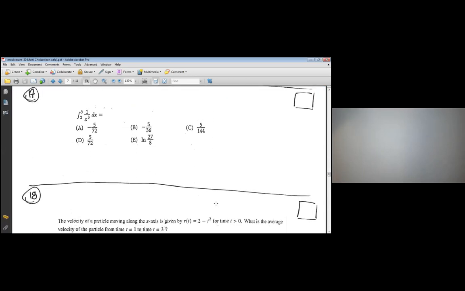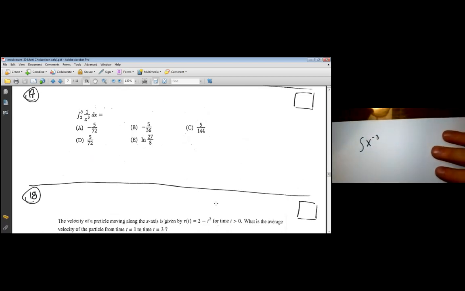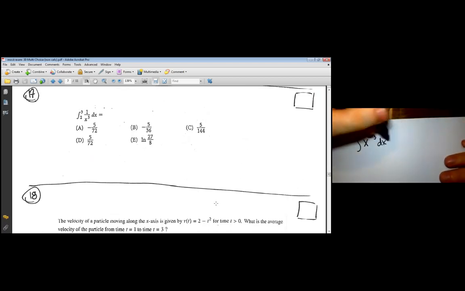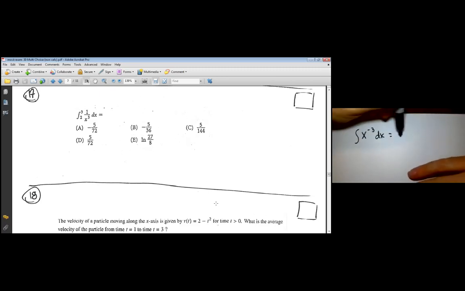17, we need to integrate that. And to integrate that, first thing you should do is flip it upstairs and make that x to the -3rd dx. We've got our bounds. I'll copy them in a second. So integrate that. If you integrate, increase the power. If you derive, decrease the power. So we're increasing the power.